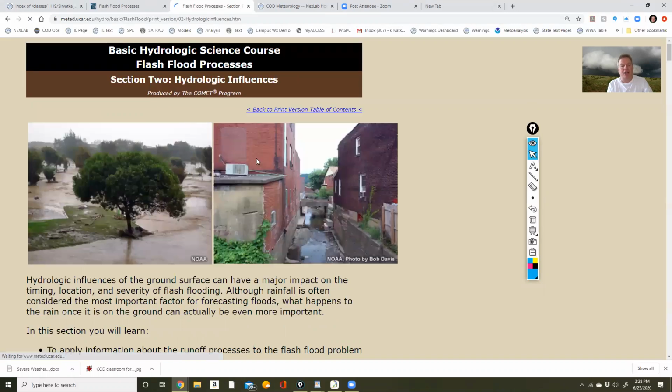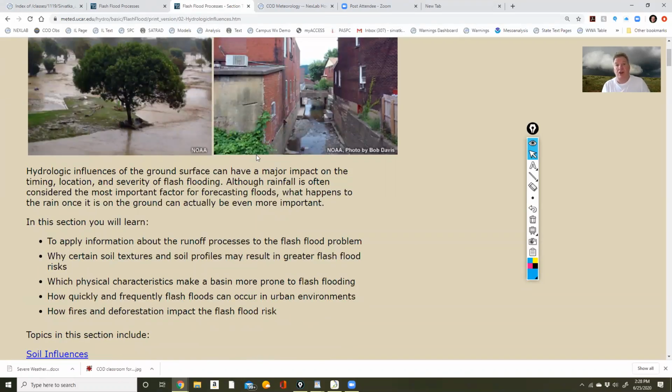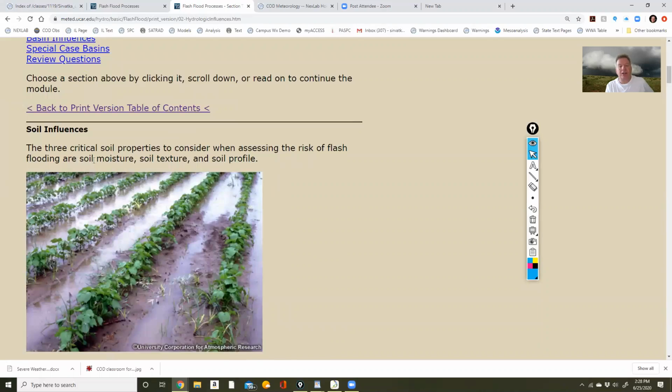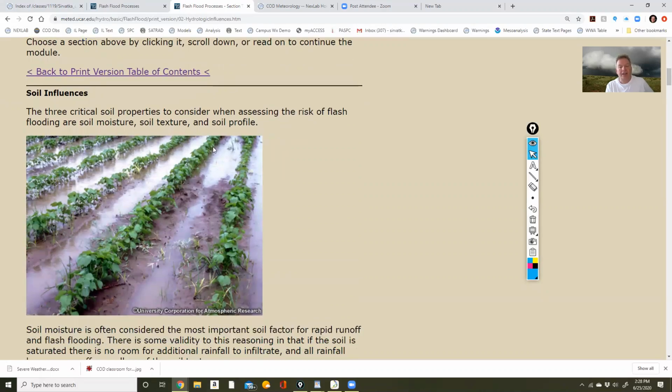And now we're going to go to hydrologic influences. Hydrologic, we talk about the water cycle, that's the hydrologic cycle. So it says soil influences. Here's what they care about: soil moisture, texture, and profile. Well, here we see standing water on soil. That means the infiltration rate is basically down to zero. It can't absorb any more water. It's going to take time for the water to eventually drain. So if I go outside one morning and I see the soil with standing water, I know that the ground is saturated. So any rainfall is going to start leading into more and more flooding.